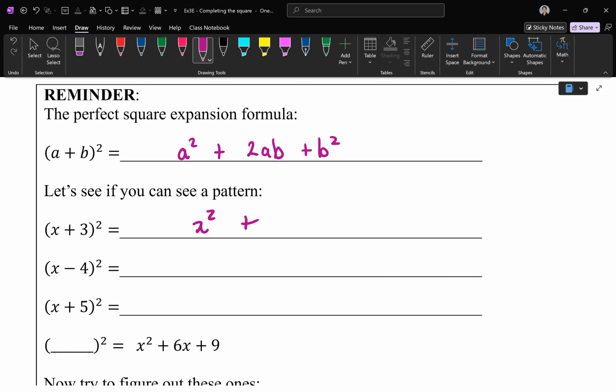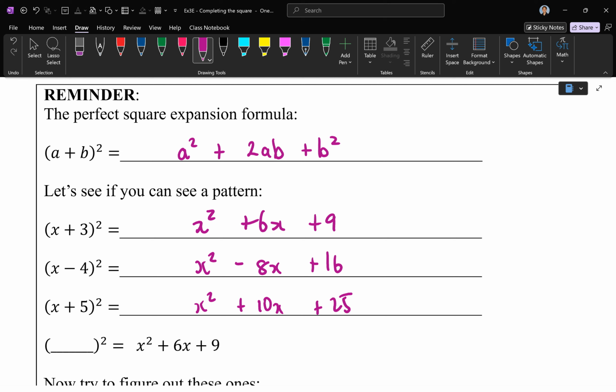X squared plus 6x plus 9 is correct. Well done. Let's go with Numafi. Next one. X squared minus 8x. Beautiful. Let's go with Lillian. Last one over here. Whoops. So you're right. Plus 10x plus 25.